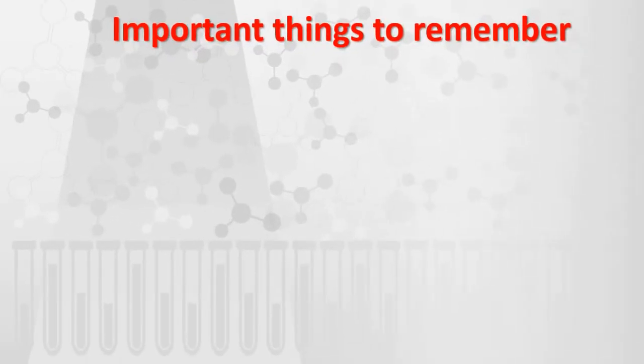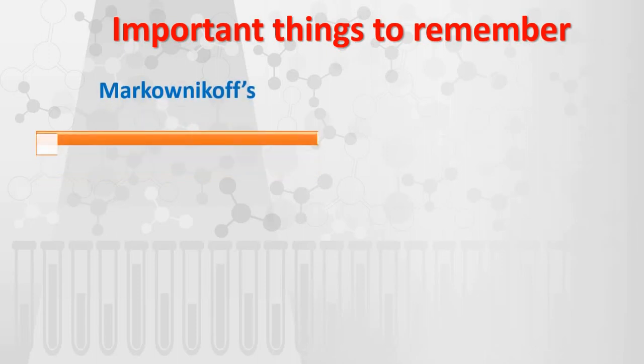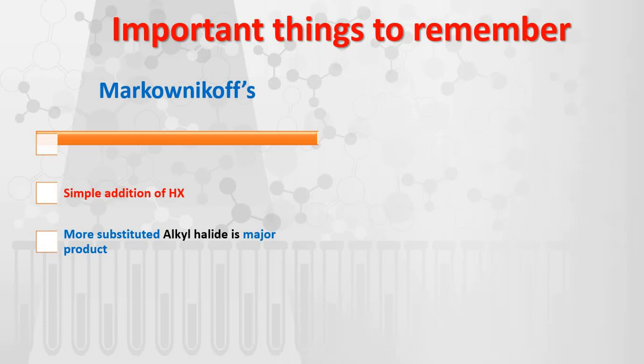There are some important things that you have to remember. Markovnikov's addition is a simple addition of hydrogen halide. The more substituted alkyl halide is the major product in this reaction. It is also called Markovnikov's rule. The mechanism takes place through formation of ions.